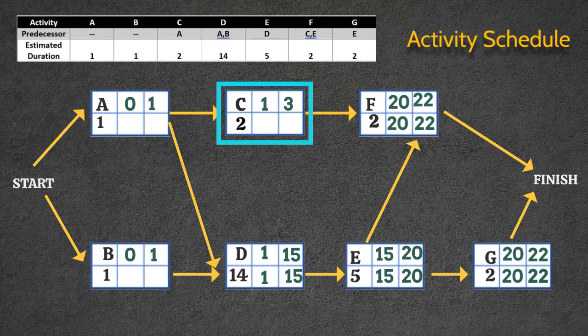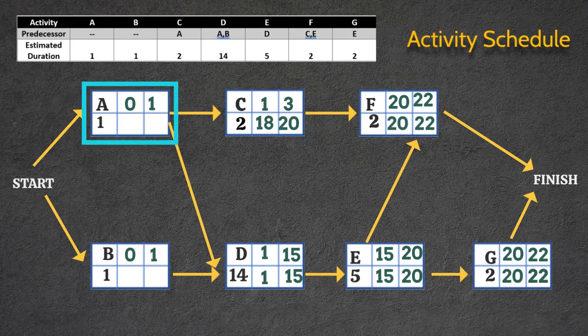Activity C has only one successor which is F. Therefore, the latest finish time will be 20. And the latest start will be 18. Activity A has two successors which are C and D. As mentioned before, because this is a backward pass, we will take the lowest value from the two activities. This means that the latest finish time for activity A will be 1. And that the latest start time will be 0, respectively.